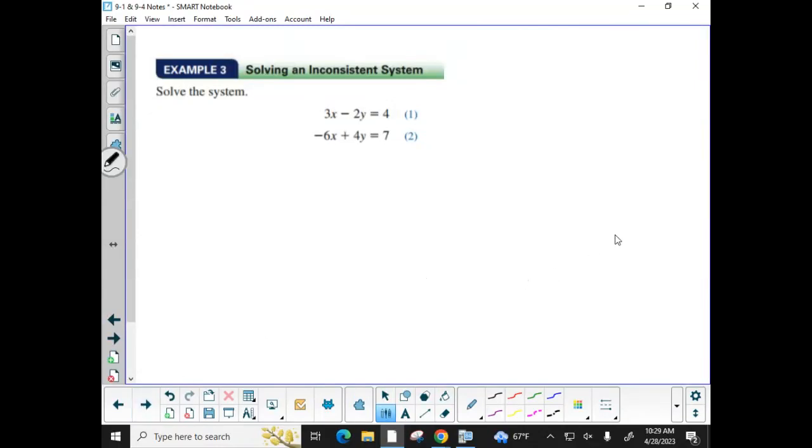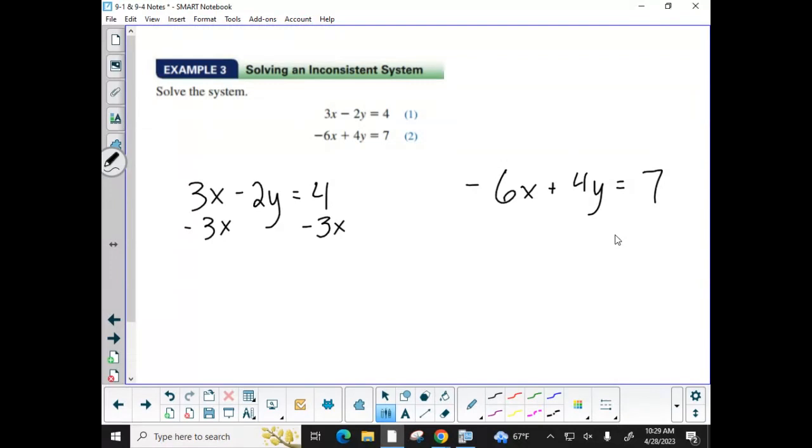Solving the system once again. So, we got 3x minus 2y equals 4. And we got negative 6x plus 4y equals 7. Solve for y, right? Minus 3x, minus 3x. So I got negative 2y equals negative 3x plus 4.